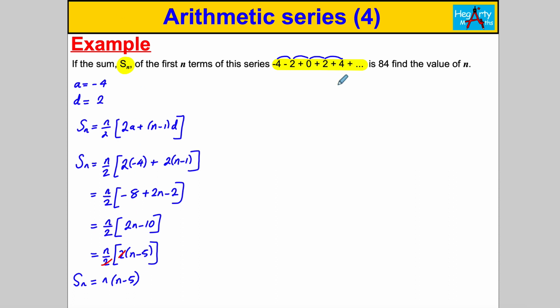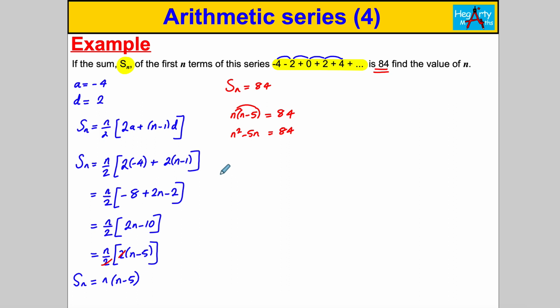But I know that the sum of the first n terms has a value of 84. So I can say that Sn must equal 84, i.e. n bracket n subtract 5 is equal to 84. Let's try and solve this. To solve this, I'm going to create a quadratic. So this is n squared subtract 5n is equal to 84.